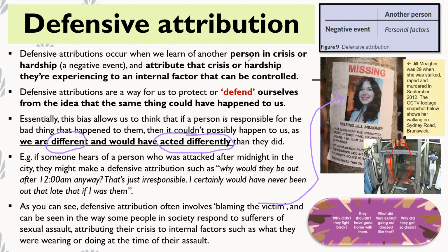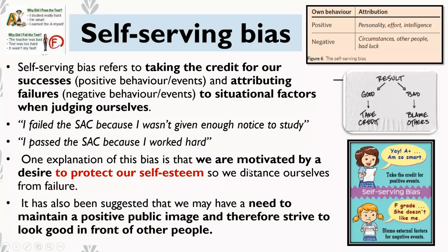Okay, so again, defensive attributions are just there to protect ourselves from the idea that the same scary, difficult, traumatic thing might happen to us or could happen to us. So that's basically defensive attributions. And the last thing that we're looking at for today is self-serving bias.